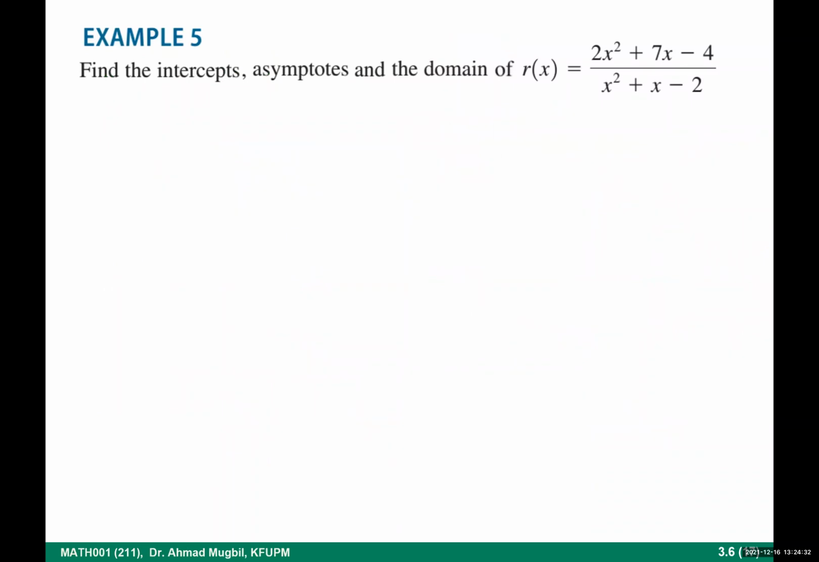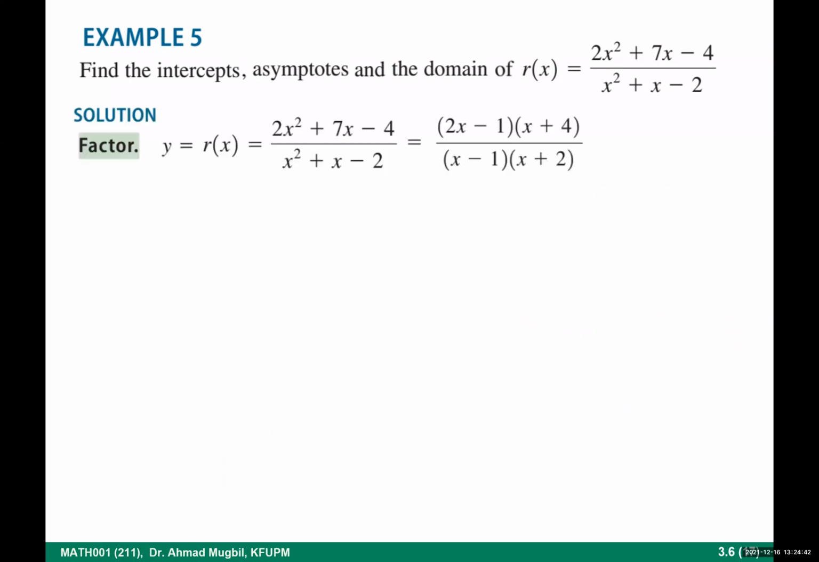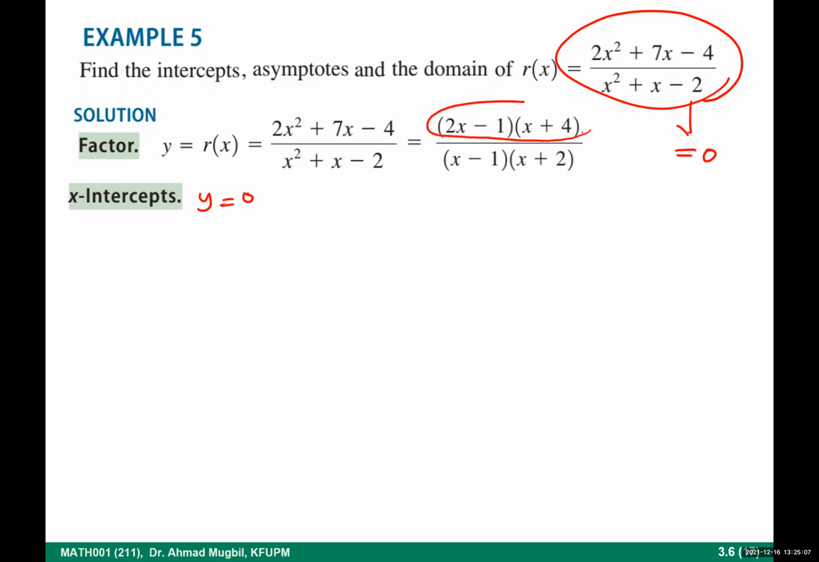Find the intercepts, the asymptotes, and the domain of this function. Let's start with the intercepts. What should you do first? Factor. The first thing or the best thing to do is to factor both numerator and denominator. This will save your time because now if you want to find the x-intercept, what will you do? You will put y equals 0. So the whole function will be equal to 0. This means that the numerator is 0.